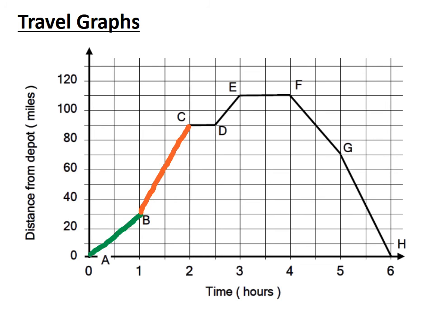Then we come to section C to D, and the line goes flat. We know that means it's stationary for a short time. The next section is D to E, and we can see that it's now moving away again at steady speed, away from the start. Next section, E to F, it's flat again, and we know that means it's stationary, it's not moving.